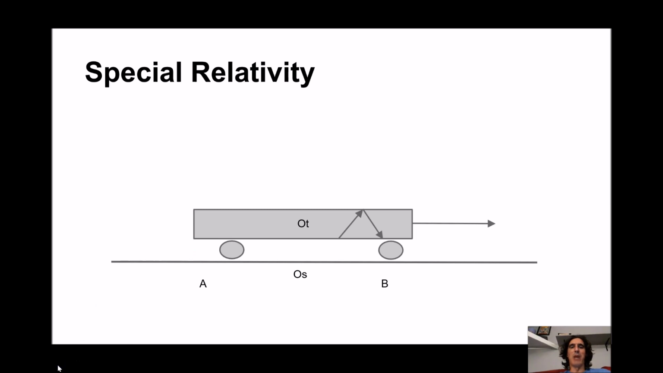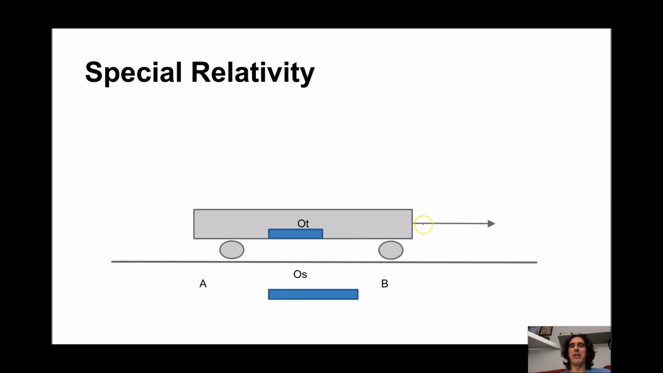Let's now look at what happens to the length or the distance between 2 points when an object is moving and one object is stationary. In this scenario right now, we have a stationary train with the observer inside the train and an observer outside the train that's also stationary, O sub s. Let's say that they are both holding a meter stick, so they both measure 1 meter from end to end.